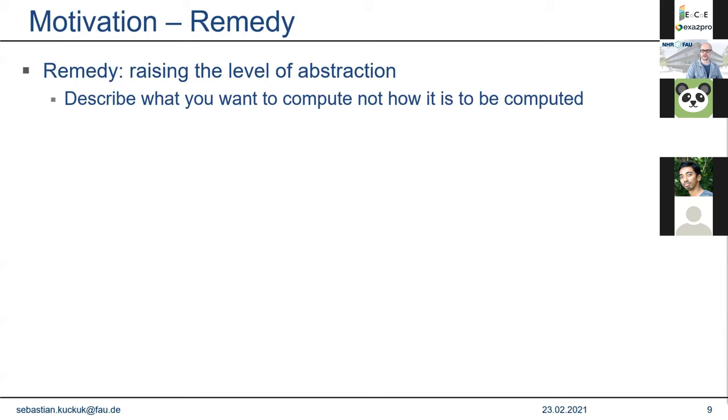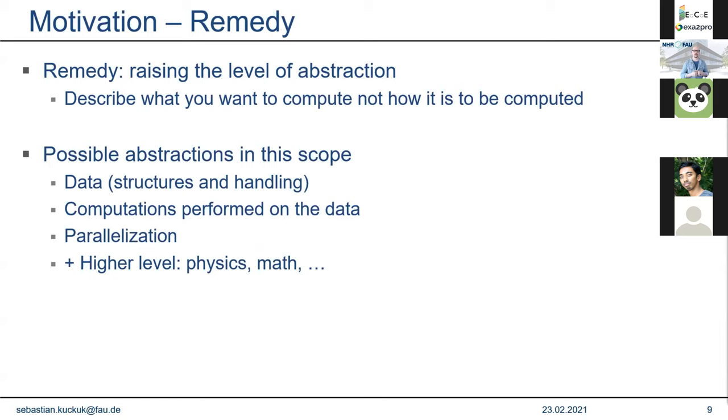And when I talk about abstraction in the scope of this talk, what I mean is on the one hand data. So how do we represent data? And this includes data structure and handling. And then as the next step, how computations are performed on said data. And once we have those computations, we can think about parallelization. And this is usually what you look at if you look at code generation or stuff like that.